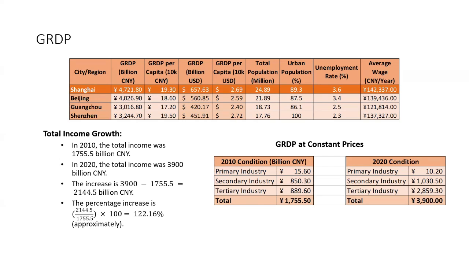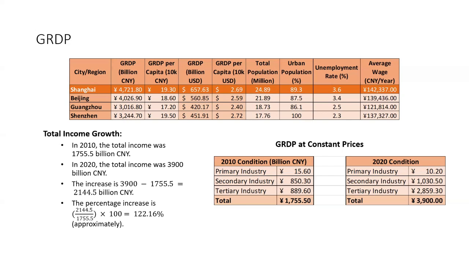The increase is 3,900 subtract by 1,755.5 equals 2,144.5 billion Chinese yuan. The percentage increase is 2,144.5 divided by 1,755.5 times 100 equals 120.16% approximately.